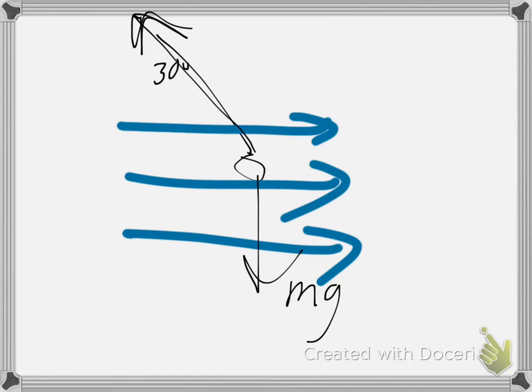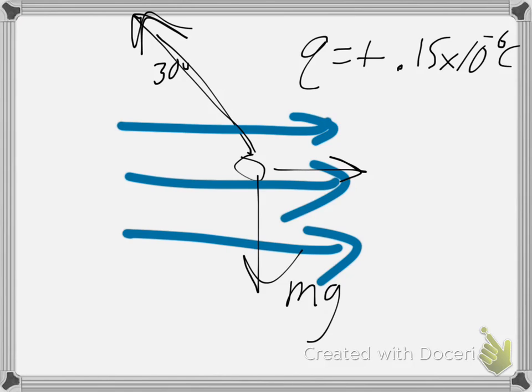And you're told that the charge of the ball is going to be plus 0.15 times 10 to the negative 6 coulombs. Since that's a positive charge, it goes with the field, so you can assume the electrical force is acting to the right here. Call that F sub E. And the ball is at equilibrium, which means it's not moving. So ups equal downs, lefts equal rights.